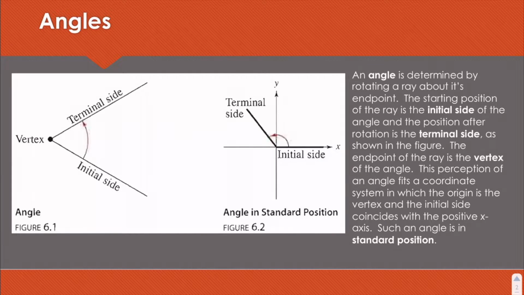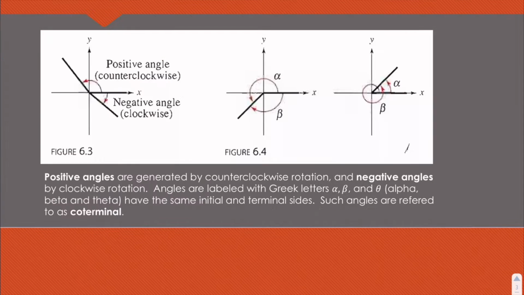The endpoint of the ray is the vertex of the angle. This perception of an angle fits a coordinate system in which the origin is the vertex and the initial side coincides with the positive x-axis. When an angle is in this position, that's called the standard position.